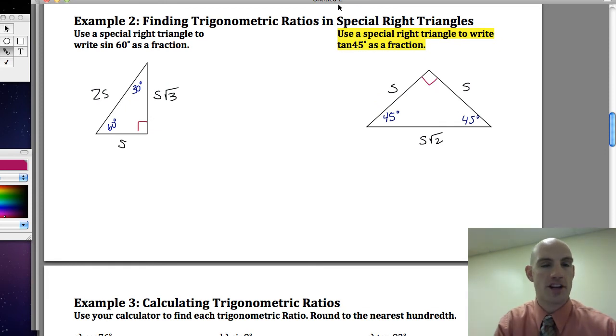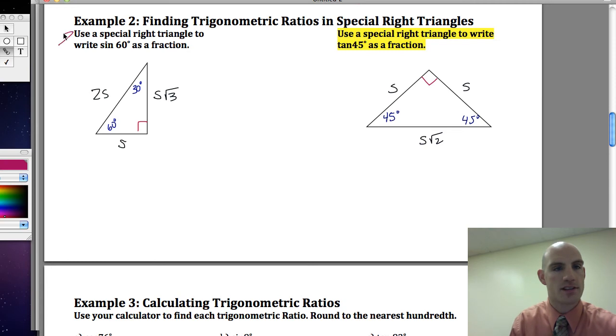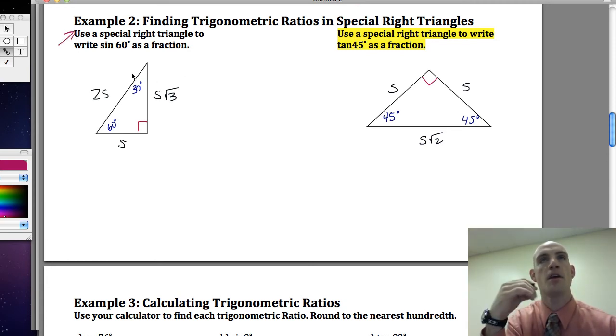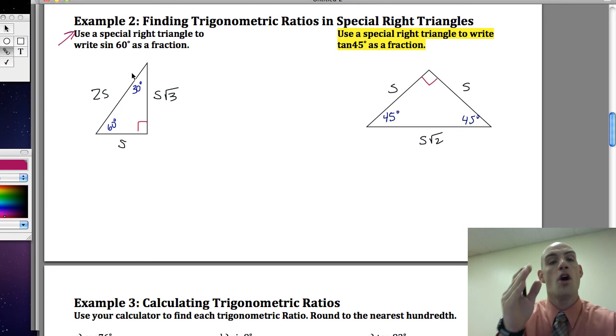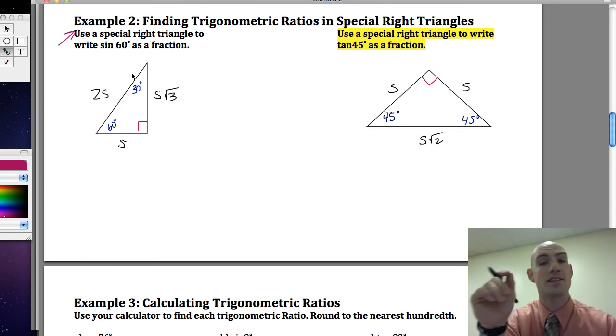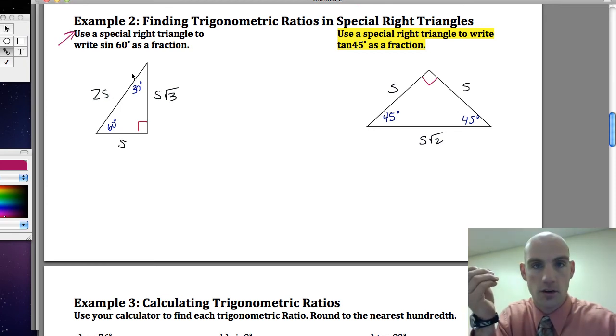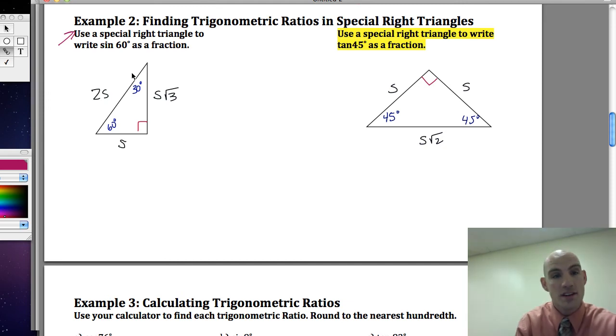We're talking about special right triangles in example 2. It says use special right triangles to write the sine of 60 as a fraction. Ultimately, our goal is to say not tangent of R or tangent of S or cosine of A or tangent of B. We want to take the cosine, sine, and tangent of actual angles. Well, in this case, a 30, 60, 90 degree right triangle is a perfect example because the sine of 60 is an actual angle.